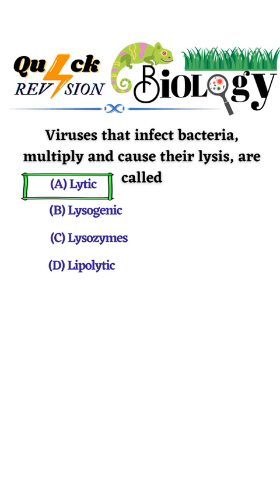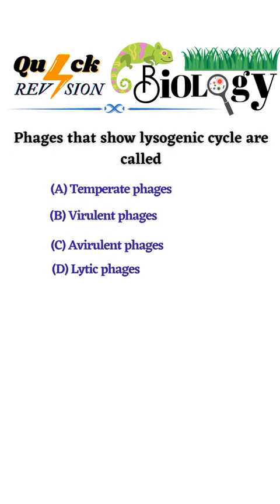Moving towards our next question: phages that show lysogenic cycle are called A. temperate phage, B. virulent phage, C. avirulent phage, D. lytic phage. Let's dive into the question. Phages that show lysogenic cycle are called. The correct answer is A.